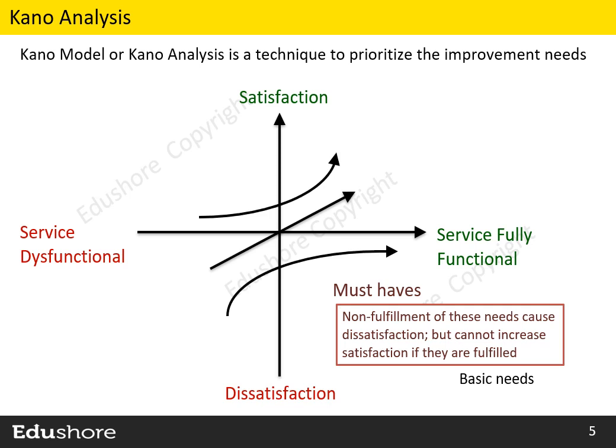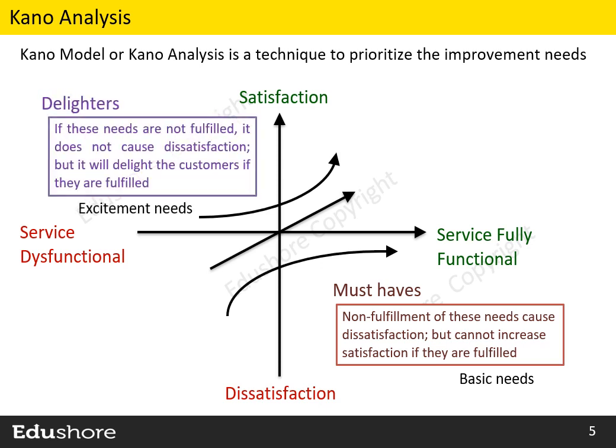For example, when we buy a wristwatch, we look for these must-haves. The watch should properly display the time. It should have a functionality to adjust the time and date, etc. These are basic needs. The next category of needs is called delighters, or excitement needs. If these needs are not fulfilled, it does not cause dissatisfaction, but if they are fulfilled, it will delight the customers. For example, if the wristwatch has an additional functionality of a magnetic compass, it is a delighter. So, having a magnetic compass on a wristwatch is not a basic need, it is an excitement need.